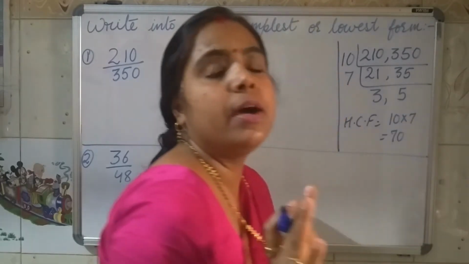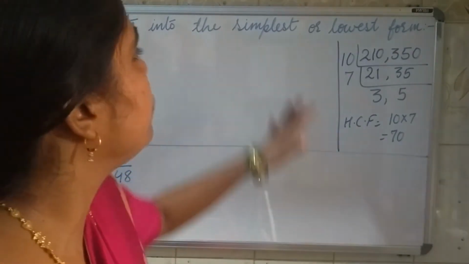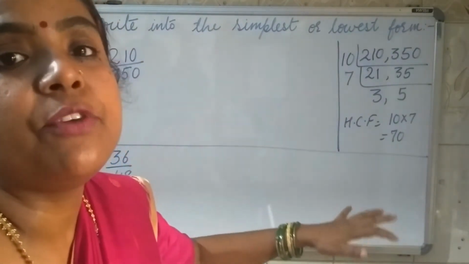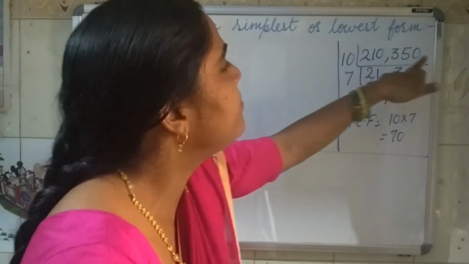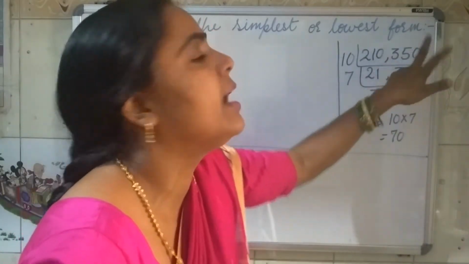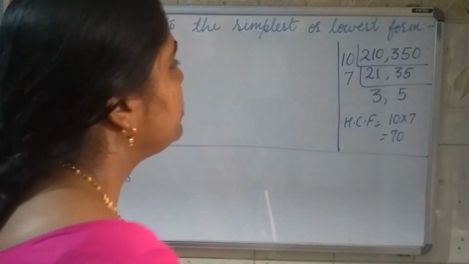Okay. You have learned to take out the HCF by the prime number only, but in case of lowest term or addition, subtraction of fractions, you need not go for the prime number. You can divide it by any number by which both are divisible. The common number by which both are divisible. So, these two are there.